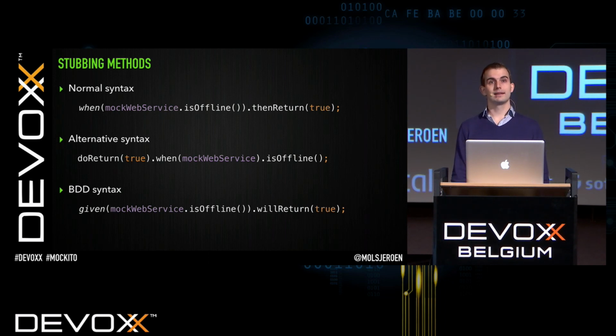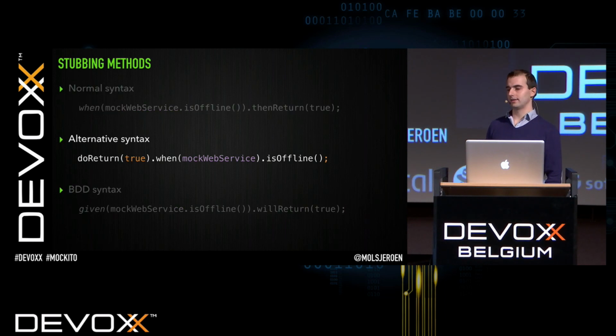Okay, so stubbing methods has multiple syntaxes, and the default is, hey Mockito, when on this mock this method is called, then return this value. But you also have an alternative syntax. Hey Mockito, doReturn this value when on this mock this method is called. And then you might ask, what's the difference? Well, this syntax is actually slightly inferior. Because first you have the return value and then you have the method invocation. So this syntax is not type safe. Mockito cannot infer the return type of the method when you're using this syntax.